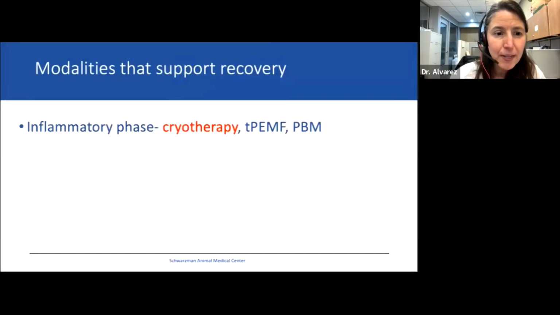All right, so in the inflammatory phase, what I would recommend that you implement in your clinic is by far the greatest evidence is for cryotherapy. So you need to ice the area that has been injured or that has been incised through surgery. And ideally, again, if that can be compressive cryotherapy, that's even better.